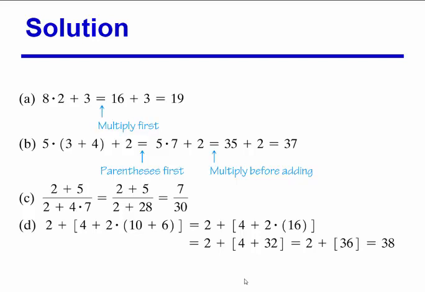And then for D, as you can see, we're going to take care of the operation within the parentheses. We have brackets and then parentheses. So we're going to take care of the innermost groups. So we're going to do the 10 plus 6, which is 16. Then we're going to multiply that times 2. And then we're going to add the 4. And then we're going to add the 2 to the 36, which gives us 38.